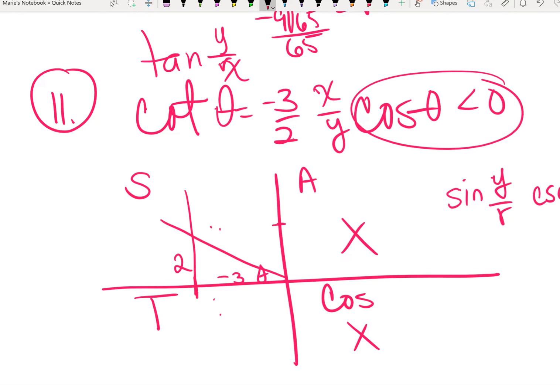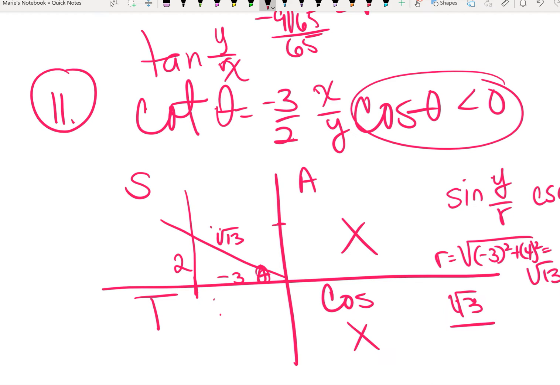I can solve for r. Remember, r is going to be the square root of negative 3 squared plus 4 squared. And therefore, square root of 13 would be our value for r. Okay, so here we are, square root of 13. Alright, if I'm finding cosecant of theta, I'm looking again at r, which is square root of 13, over y, which is 2. And so that would be number 11. Answer choice would be D.